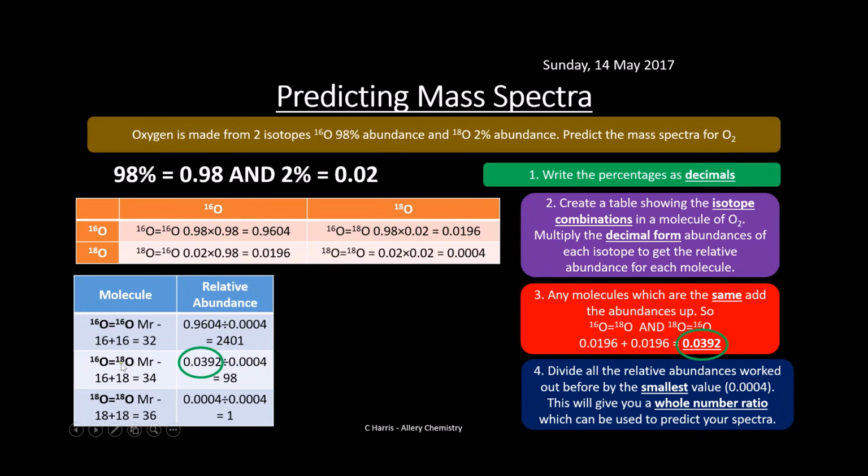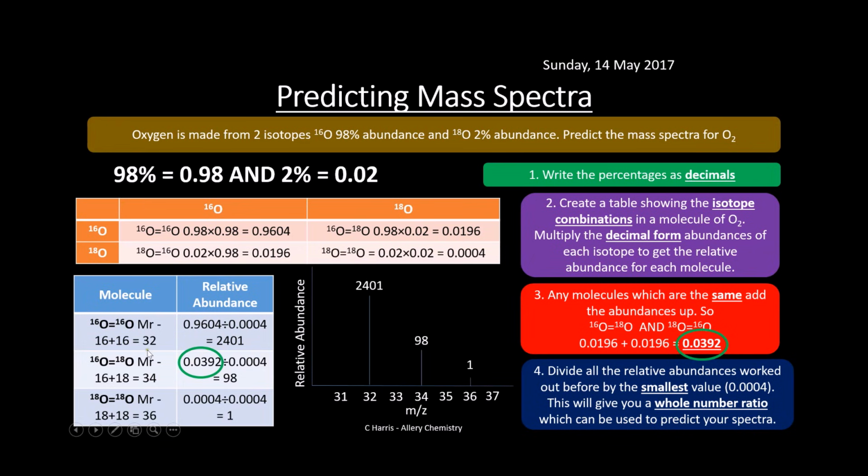Remember, for this one, 16 and 18, we're using this number here because we've got two of them. We're taking into account both of them here. Divide that by the smallest number, we'll get 98. And then finally, the 18 and 18 one, we get 1 for this one because we're just dividing it by the smallest number.